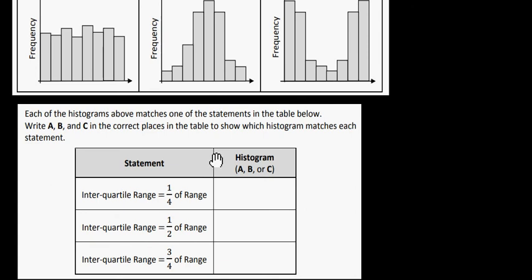Each of the histograms above match one of the statements in the table below. Write A, B, or C in the correct places in the table to show which histogram matches each statement. So we're talking about interquartile ranges here. The interquartile range is a quarter of the range, the interquartile range is a half of the range, the interquartile range is 3/4 of the range.